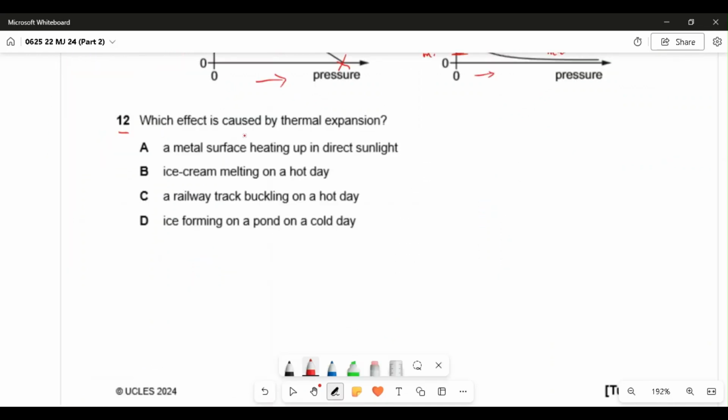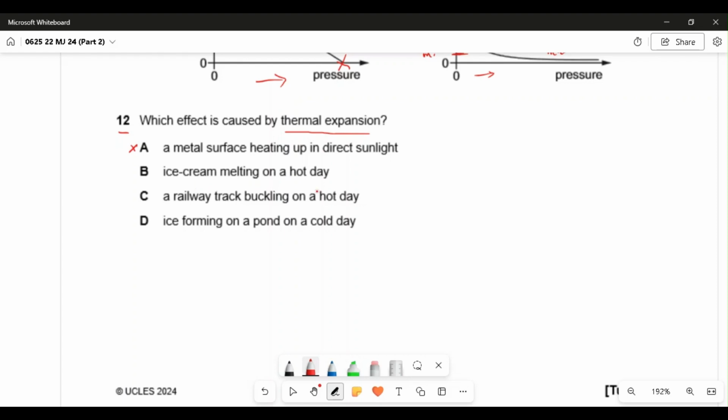Which effect is caused by the thermal expansion? We know that thermal expansion is expansion of solids when we heat up. It can be a linear expansion or a volumetric expansion, in length or in volume. A metal surface heating up in direct sunlight, yes, it is gaining heat, but this is not showing any effect of expansion. So this is not our choice.